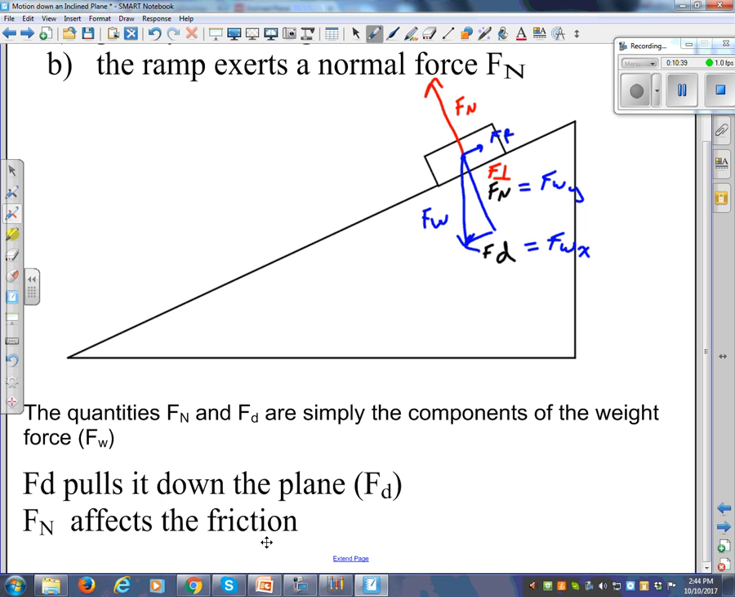If I increase the ramp angle, am I actually increasing or decreasing the normal force?